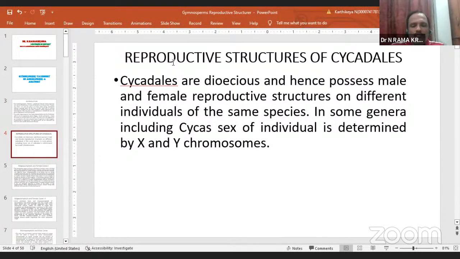Next, in our topic, the first order is Cycadales, second is Ginkgoales, third is Coniferales, next is Taxales, and the last is Gnetales. In this gymnosperm group, Cycadales is primitive and Gnetales is advanced. But what type of development are we looking at here? We are going to discuss that. First, the reproductive structures in Cycadales.